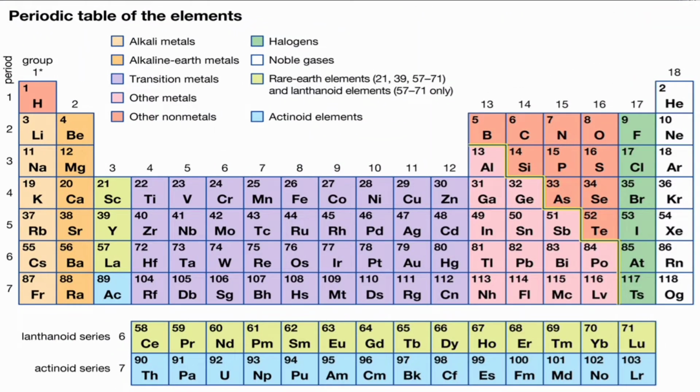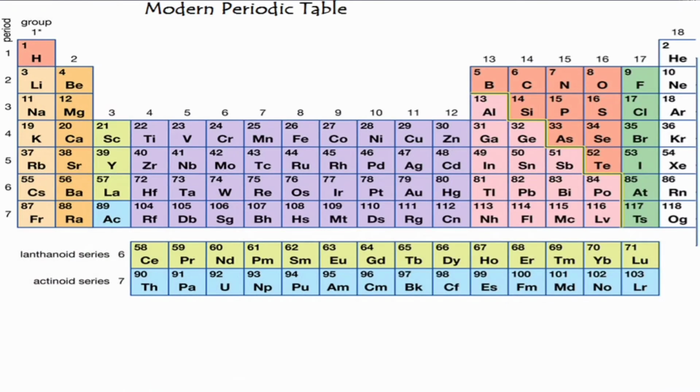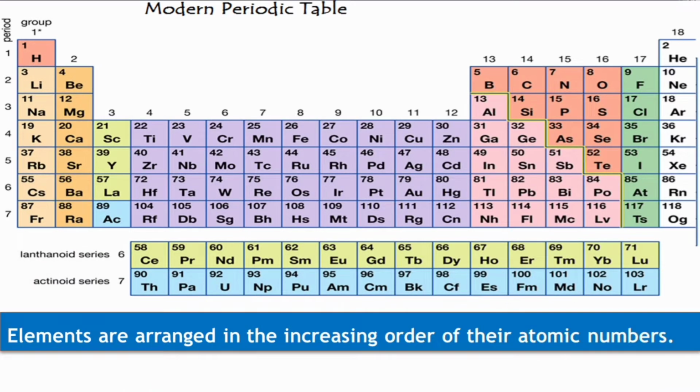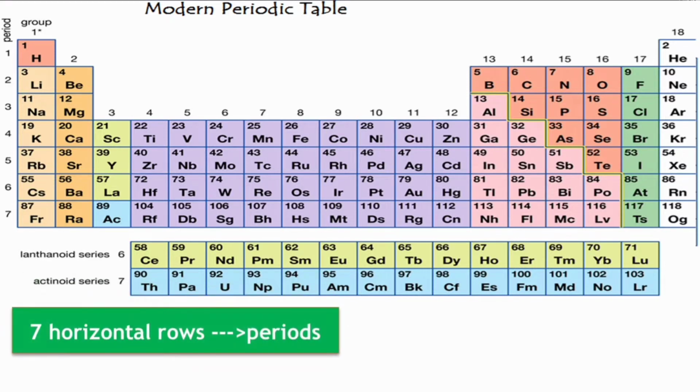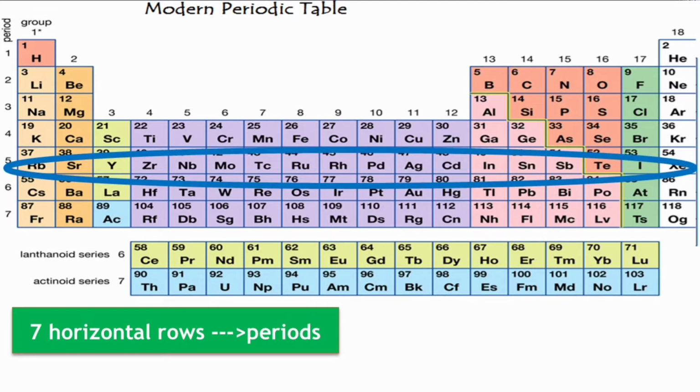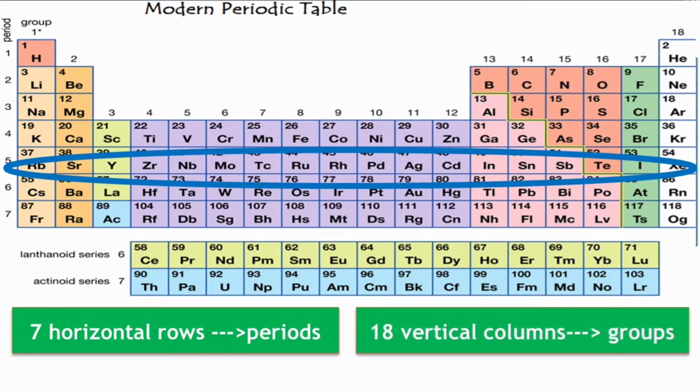Now let's understand more about the long form periodic table, or the modern periodic table that we are using now. In the modern periodic table, elements are arranged in the increasing order of their atomic number. The first element is hydrogen with atomic number 1, and then you can see that elements are arranged in the increasing order of atomic number. The modern periodic table consists of 7 horizontal rows called periods and 18 vertical columns called groups.